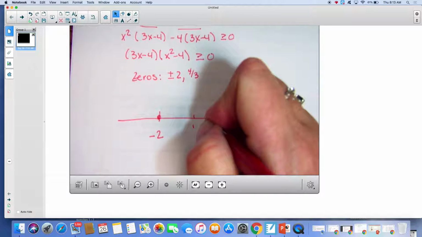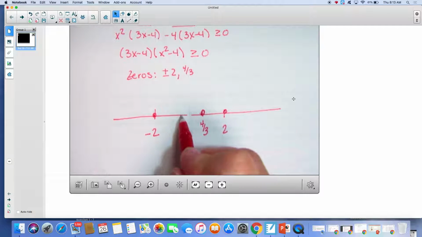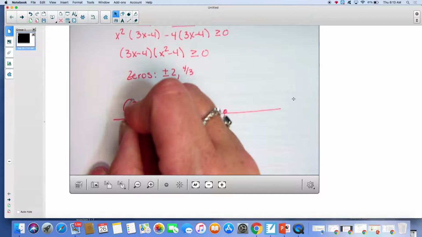Okay, so there's our zeros. I personally don't like to put anything else on there. Now I need to pick the values between them. Well, what's the value over here, to the left of negative 2? Negative 3, so that's going to be our test point.